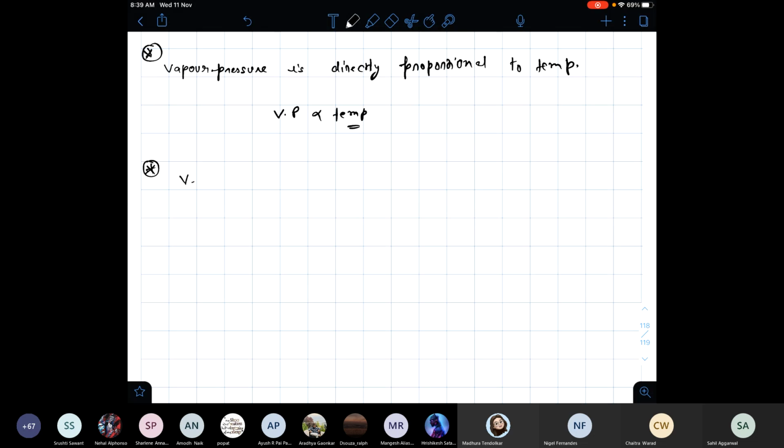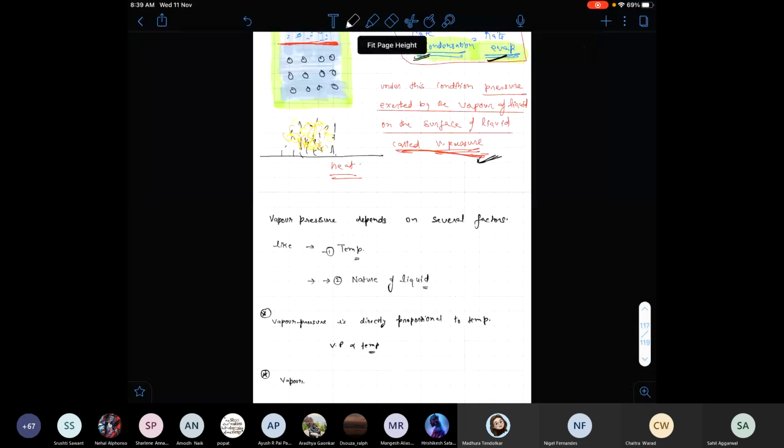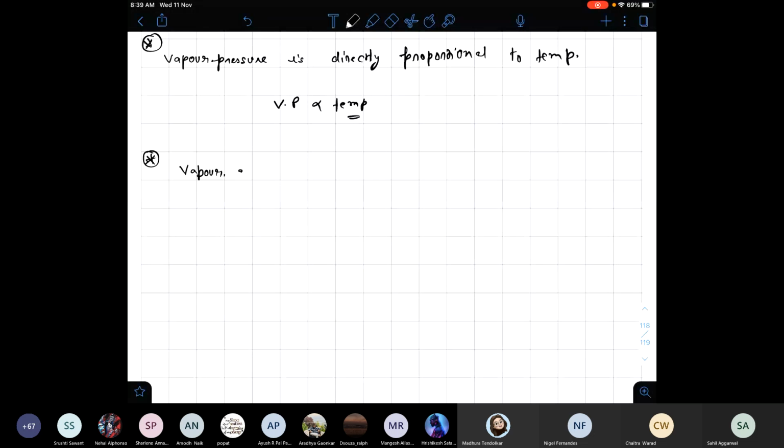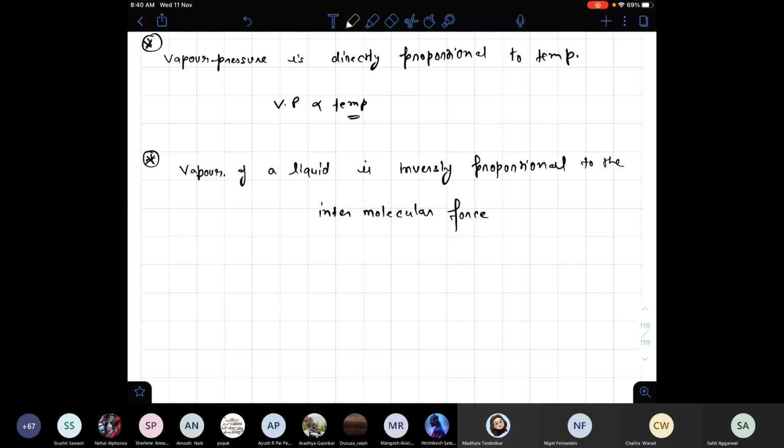Second, the vapor pressure of a liquid is inversely proportional to the intermolecular forces present in it.